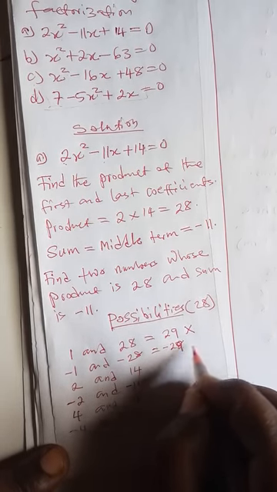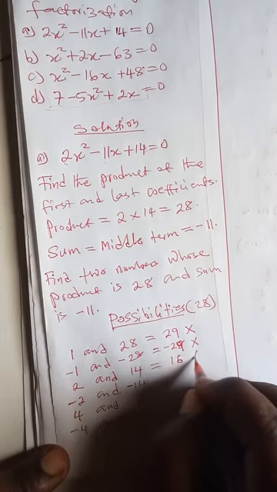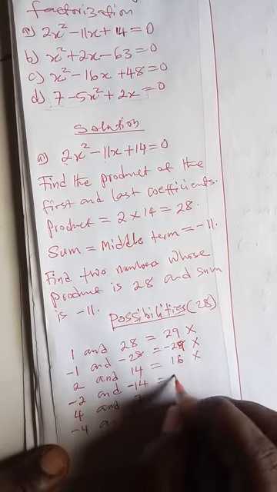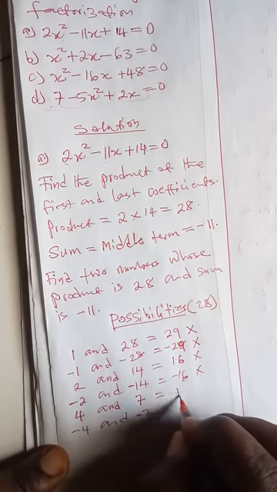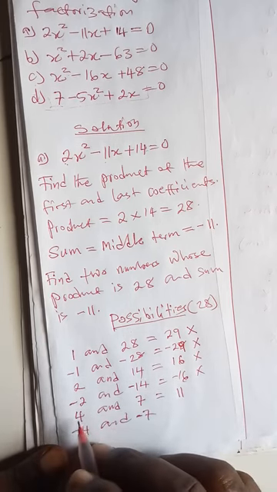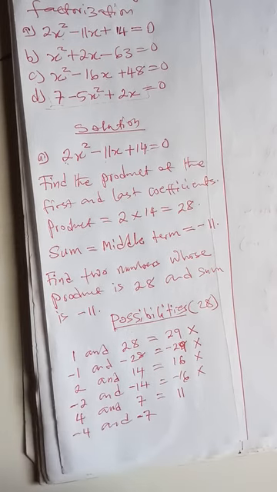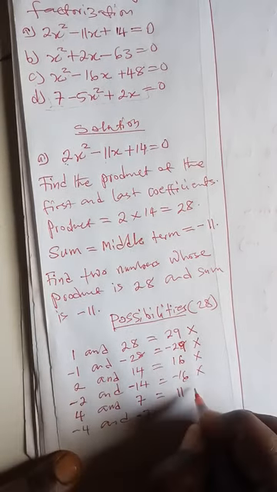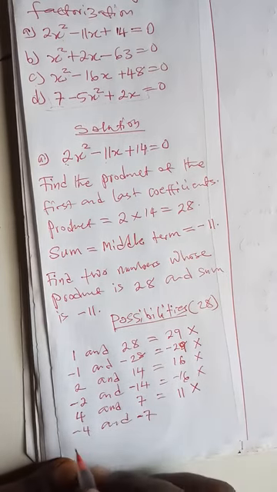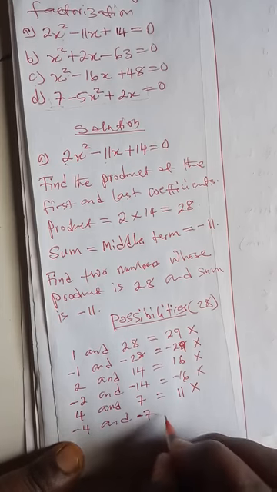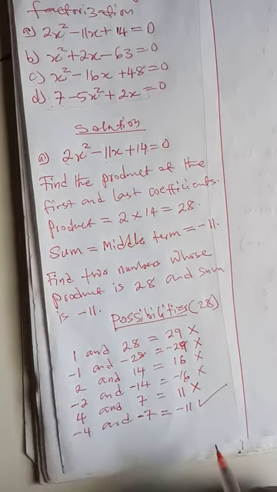Sorry, no. This and this, if you add them, 2 plus 14, they give you 16. No, this and this will produce minus 16. No, this and this will produce 11. We are close. See, 4 plus 7 is 11. But is it 11 I'm looking for? No, I'm looking for minus 11. So this one also does not satisfy the condition, because it is giving me plus 11 instead of minus 11. So the next one is minus 4 minus 7, which is minus 11. Good. This is the correct one.